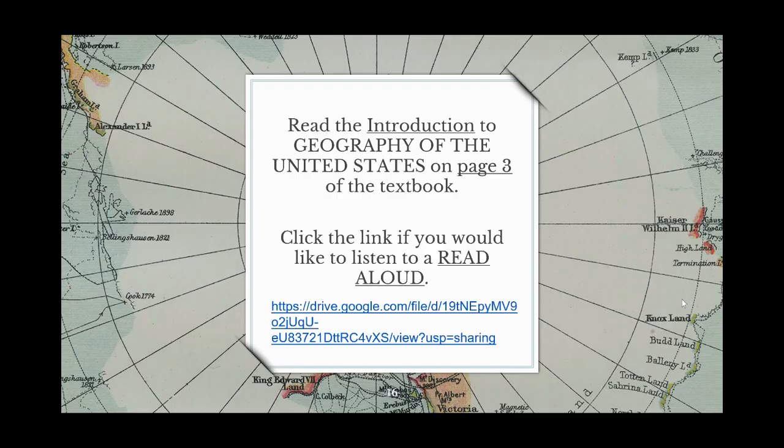What I want you to do now is read the introduction to Geography of the United States. This is on page 3 of our textbook. And if you are more of an auditory learner, you like to listen to things instead of reading things, I included a link for you.